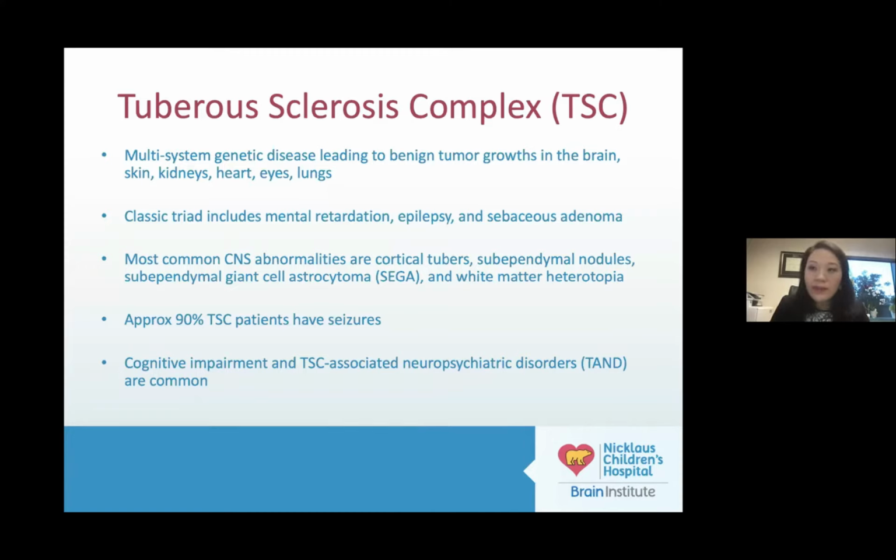Epilepsy is the most common manifestation, occurring in about 90% of TSC patients. And they have seizures manifesting as simple partial, complex partial, or generalized clonic seizures, mostly occurring before 2 years of age. So approximately 90% of the population will have seizures, and infantile spasms is an early manifestation of these seizures that can occur in about 20 to 30% of the population, and progressively more than 50% of them become medically refractory. Cognitive impairment and TSC-associated neuropsychiatric disorders are also quite common.